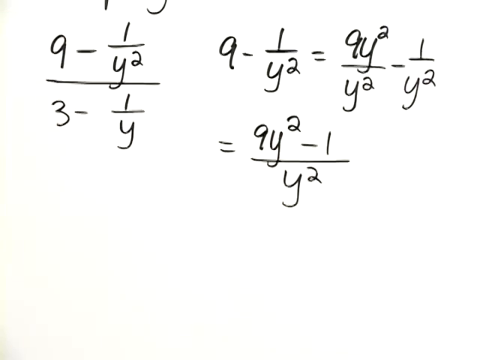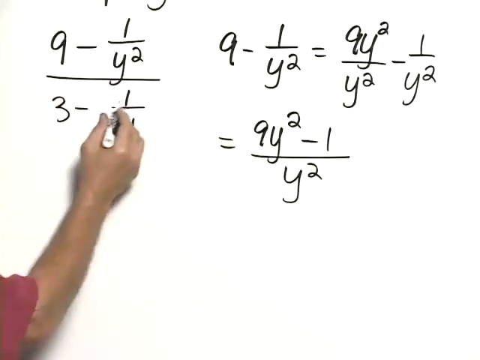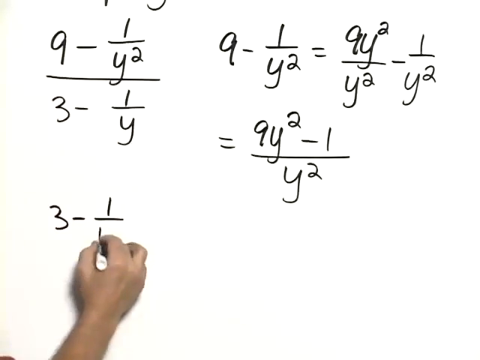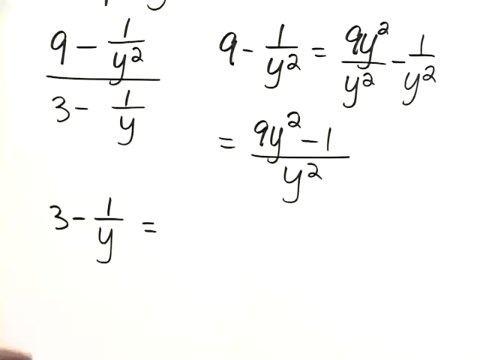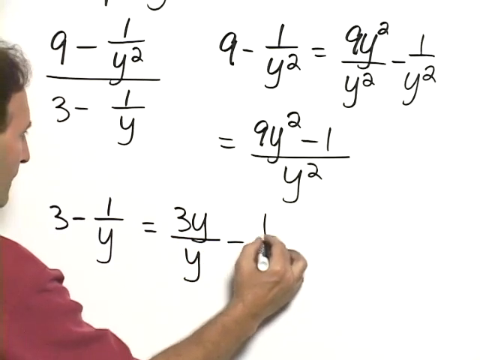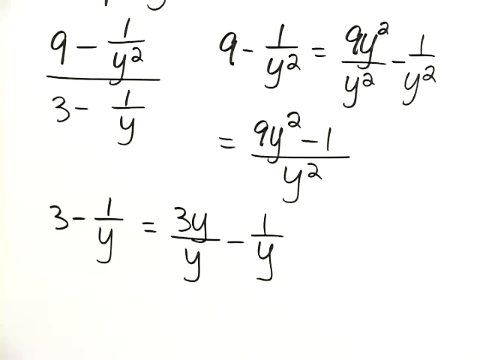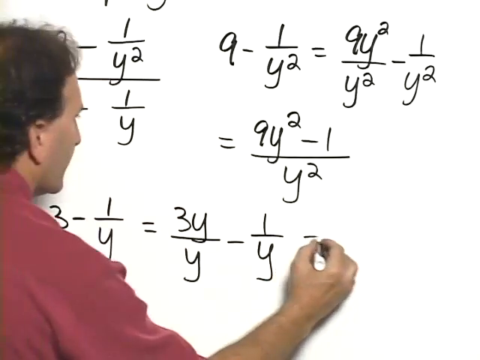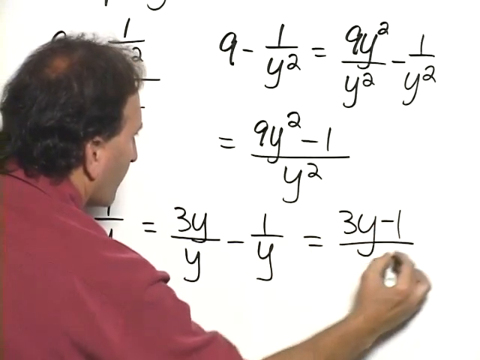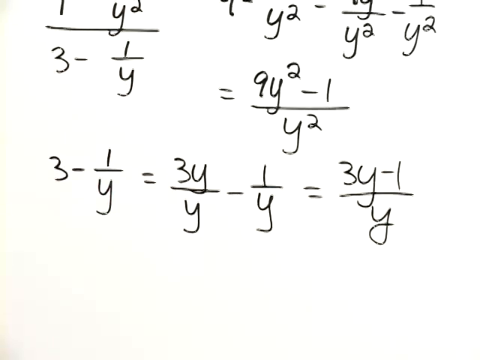Now let's do the denominator. The denominator is 3 minus 1 over y. 3 minus 1 over y. The common denominator is y, so this would be 3y over y minus 1 over y. And so that would be equal to 3y minus 1 over y.